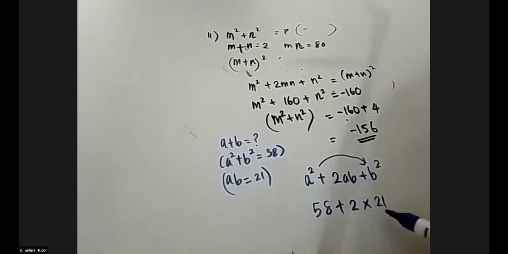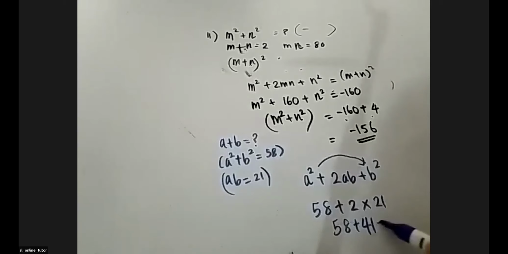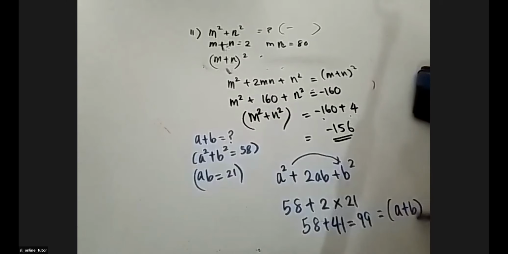So how much do you get when you do it this way? You're getting 58 plus 42. Yes, so you get 100. So this 100 is equal to what? a plus b. Yes, this 100 is equal to not a plus b, this is equal to (a plus b) squared.